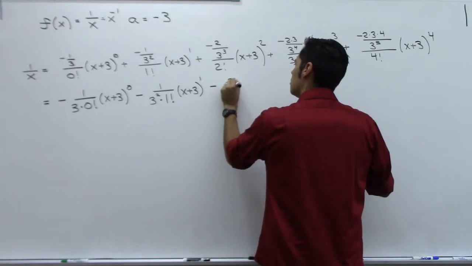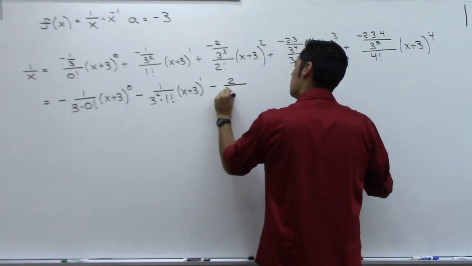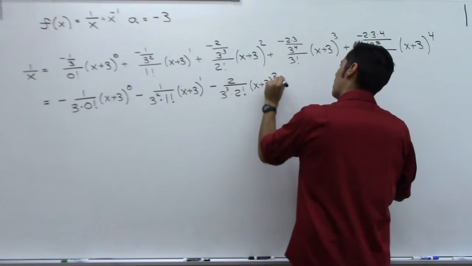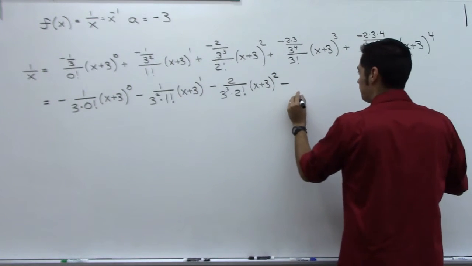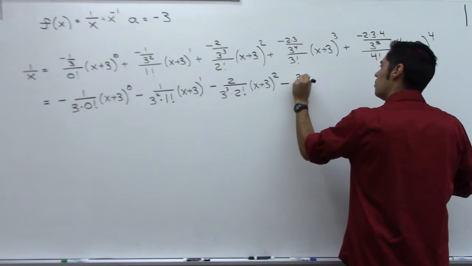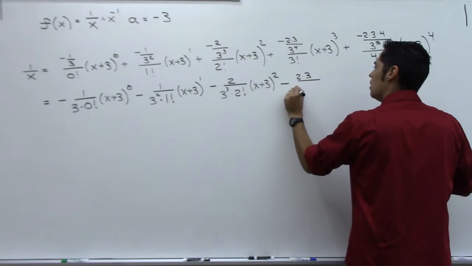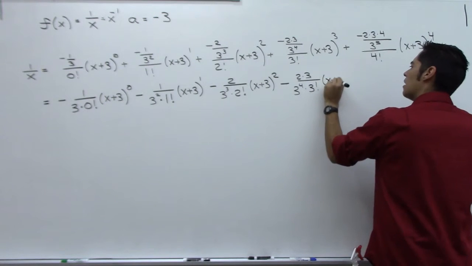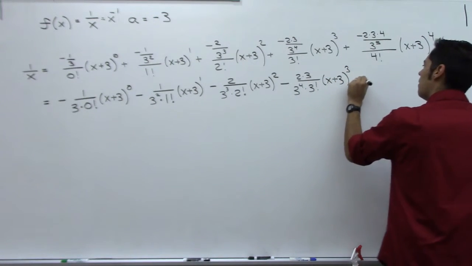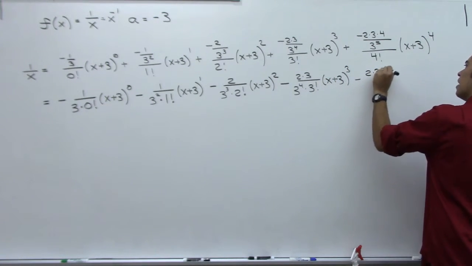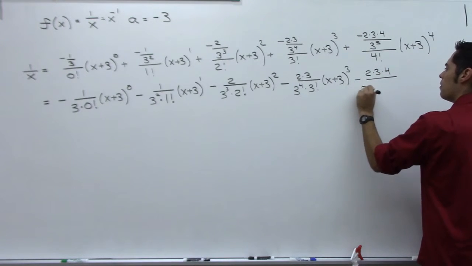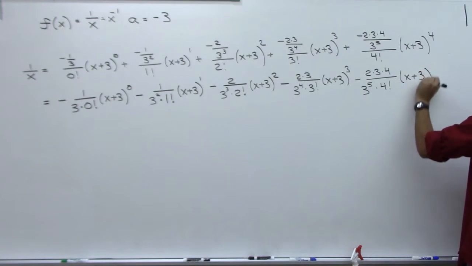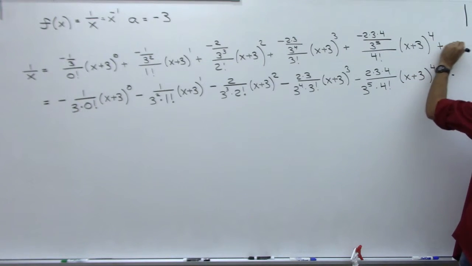minus 2 over 3 cubed times 2 factorial times (x plus 3) squared, minus 2 times 3 over 3 to the fourth times 3 factorial times (x plus 3) cubed, minus 2 times 3 times 4 over 3 to the fifth times 4 factorial times (x plus 3) to the fourth, plus dot dot dot.